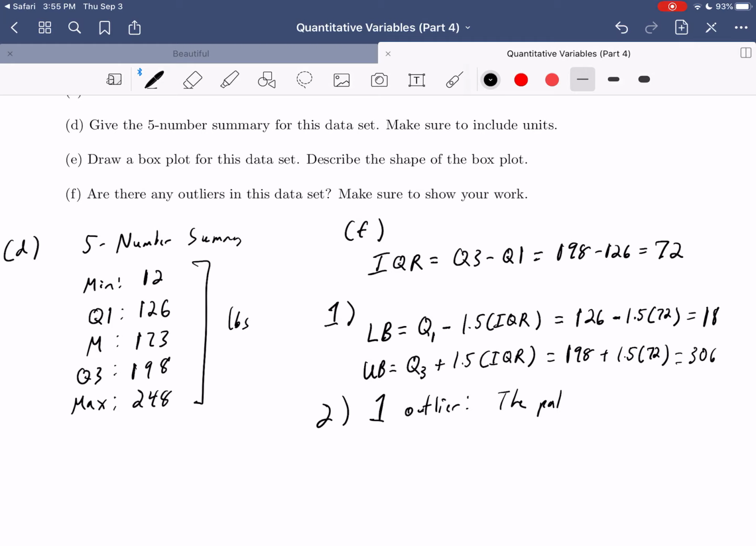The patient who weighed 12 pounds. So we found out that that value of 12 is extreme enough, according to our method, to count as being an outlier.